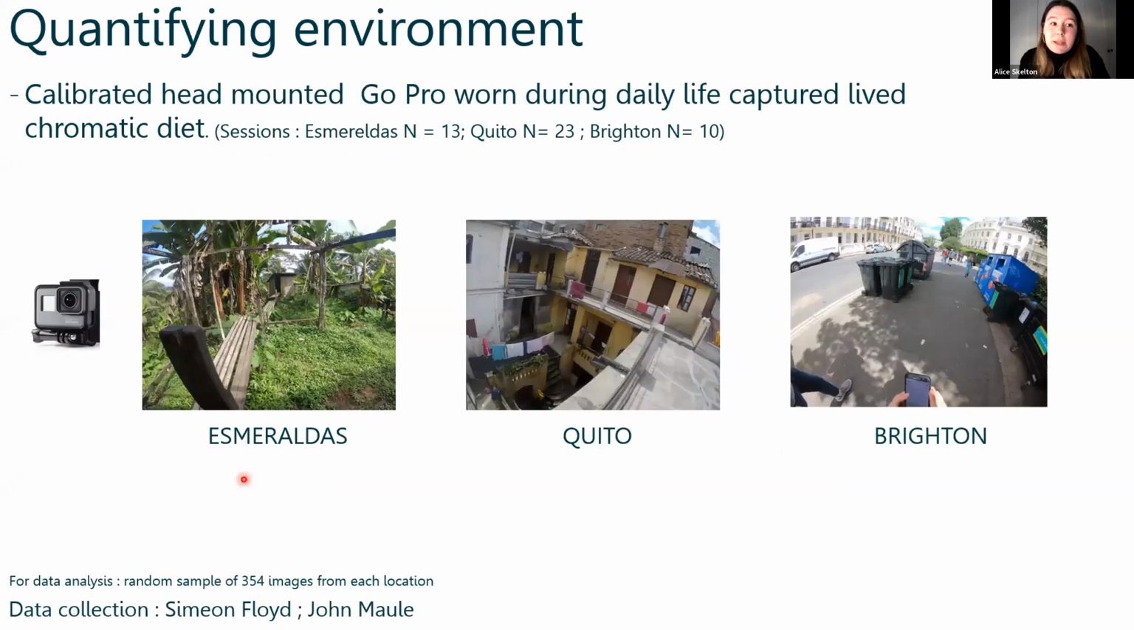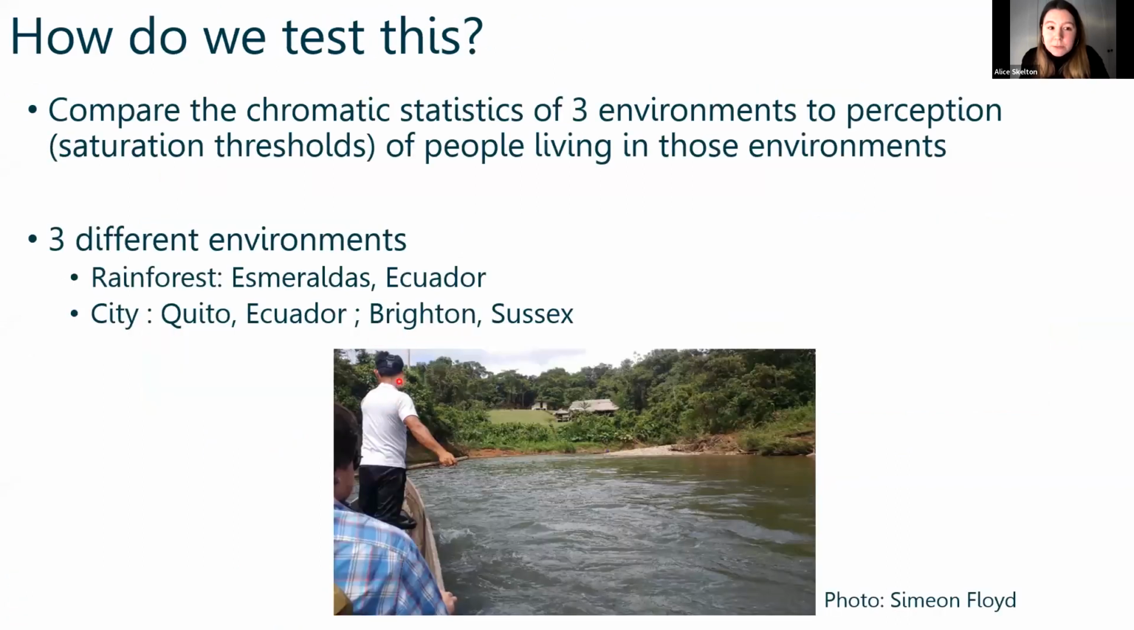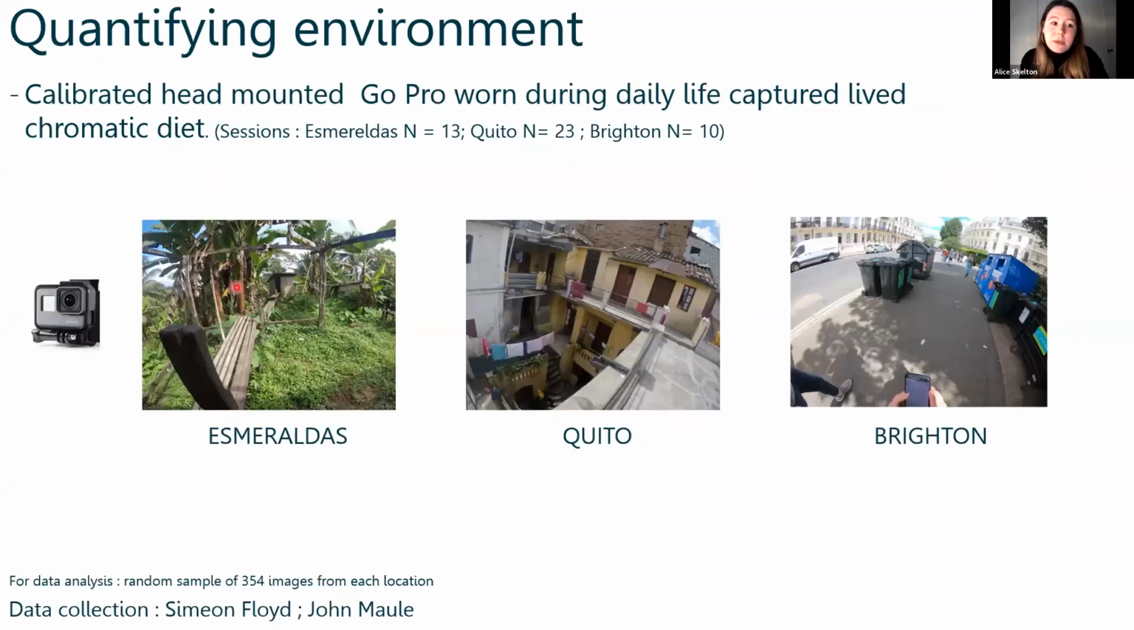So the first step in this is to quantify the environment that these participants are living in. So our participants wore head-mounted GoPros that were calibrated. You can maybe just about make out on this person here that they've got a head strap on and their GoPro is attached to their forehead. The camera is set up to take a photo every 30 seconds for 3 hours, because that's the duration of the battery life, and participants are told to go about their day. Here you can see a quick representation of what these images look like. And from this, we get thousands of images.